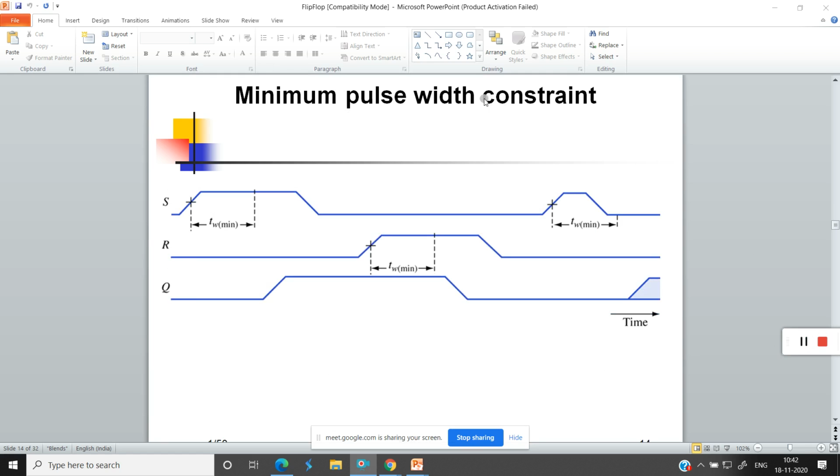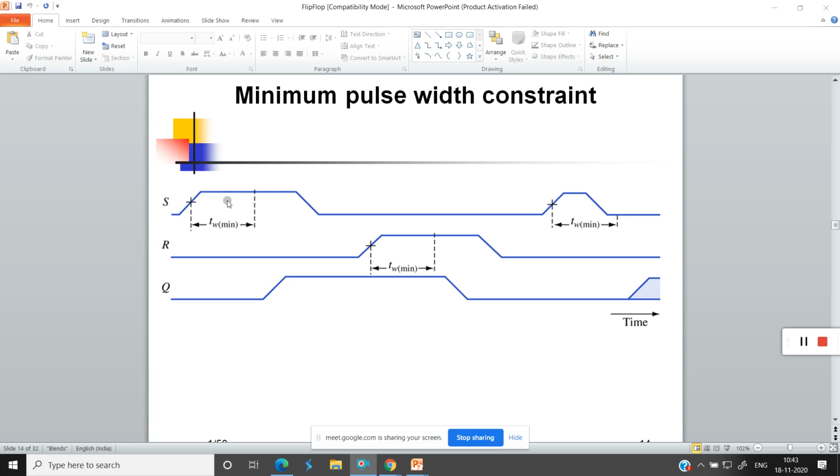Minimum pulse width constraint. This is TW minimum. MIN stands for minimum, TW stands for width. These input signals should be at 1 for a certain amount of time. Then only you will get the desired output. If S is not stable for this time period and changes to 0 here, you will have undesirable consequences.